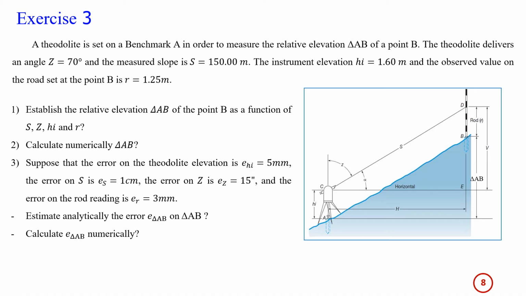After this, you have to calculate delta AB numerically, which is the difference in elevation between A and B. On question 3, they gave you the different errors: an error on HI, an error on S, the slope distance, an error on Z, the angle given by the theodolite, and an error on the reading on the rod, which is equal to 3 millimeters. They are asking you to calculate the total error on delta AB numerically.